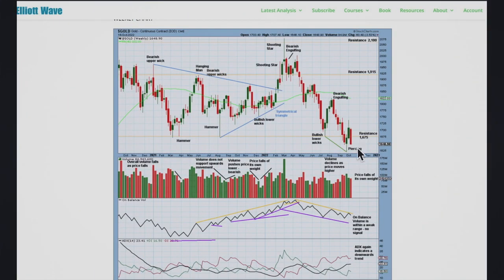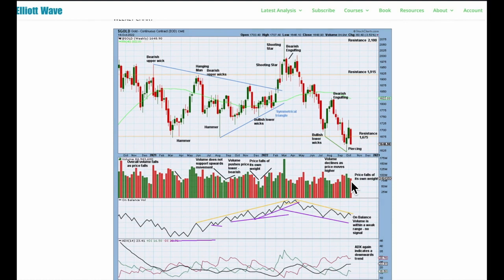Okay, classic analysis. Now, how did the week close for gold? A downward week, a lower low, a lower high, but a decline in volume. Last week, a bearish upper wick suggested downward movement. This week, that's exactly what we've got. Look out for next support about 1620, 1625. A decline in volume suggests that price is falling of its own weight this week.